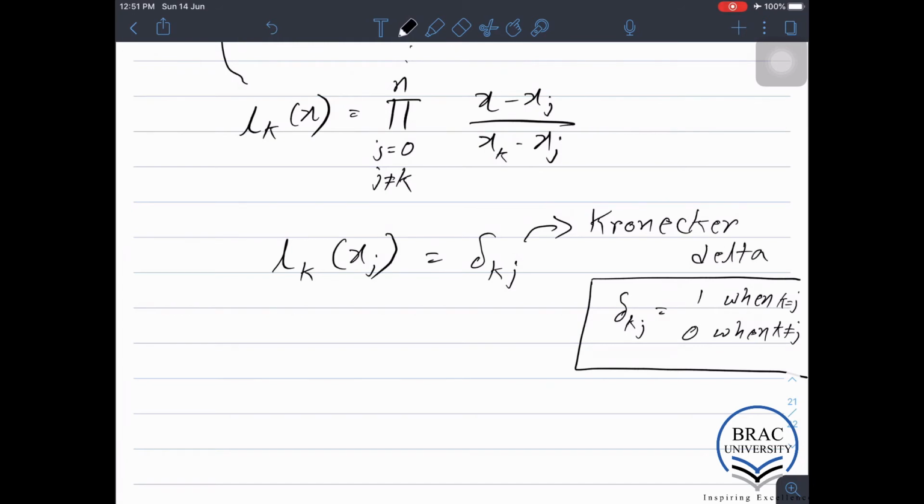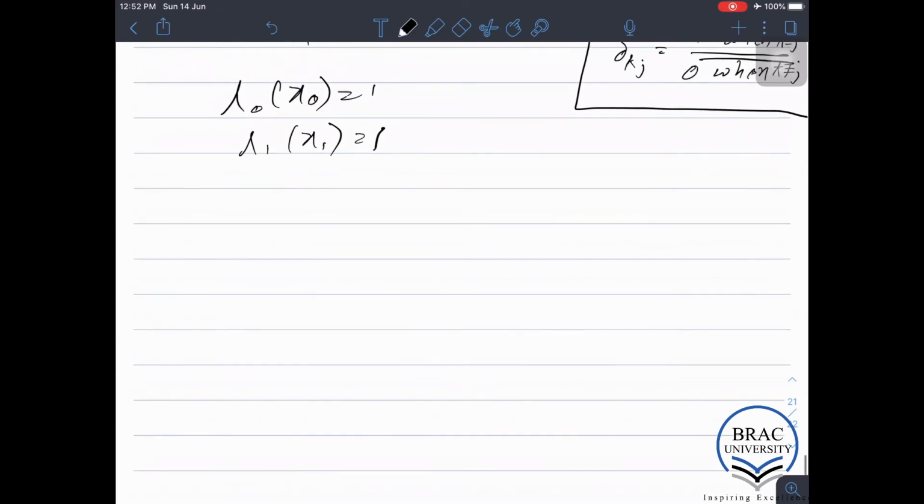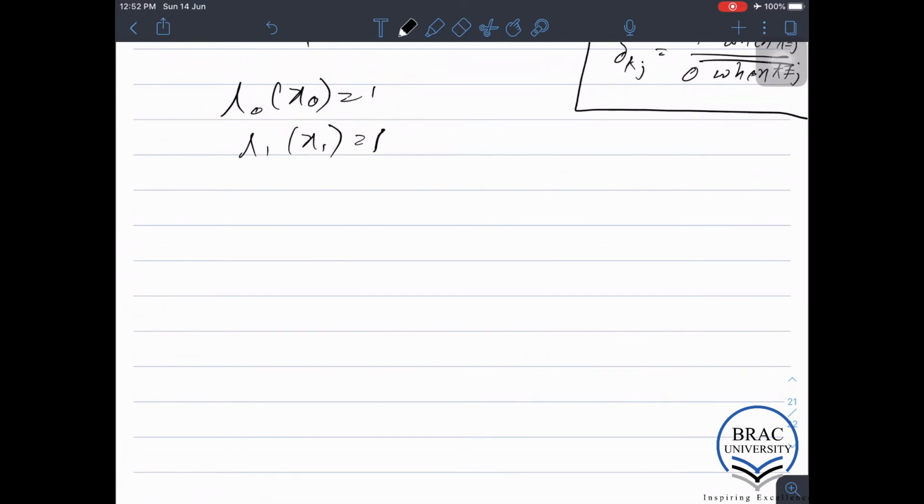Okay, so this is a shorthand notation because we have already seen that only L0 and X0 is equal to 1, L1 and X1 is equal to 1. So whenever these two indices are the same, they're equal to 1, which is exactly said here. Okay, so now I think we have found all the L's, and now we can explicitly write the polynomial very easily. Let's see that it makes sense.